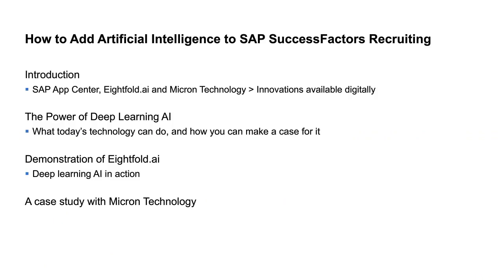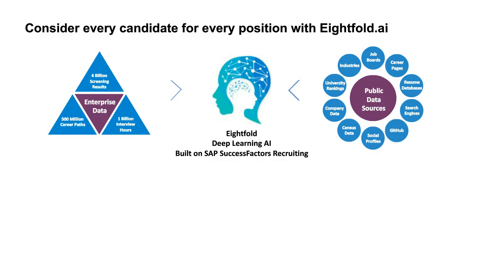I'm going to skip ahead here and talk a little bit about how this AI works. What you see here on the left side is the enterprise data that we're able to gather into our deep learning artificial intelligence technology. We have data on hundreds of millions of career paths. That means we're able to understand how people's careers progress for virtually any kind of job, virtually everywhere in the world. And because we integrate with SAP SuccessFactors, we are able to gather even more information than is available from something like a resume.